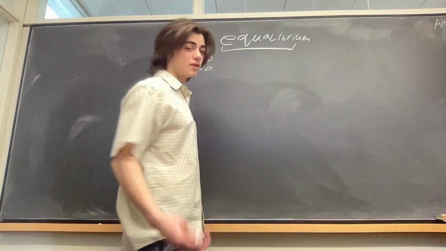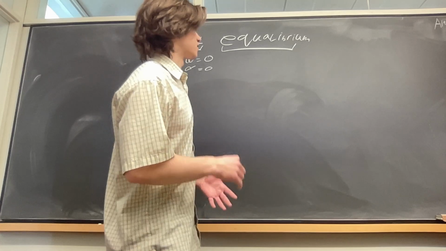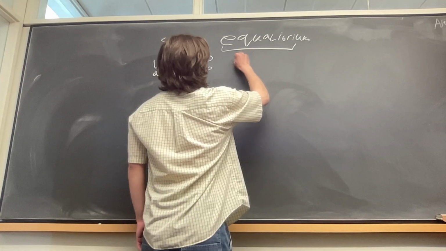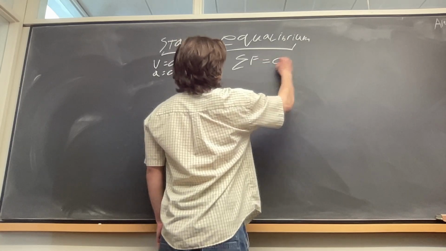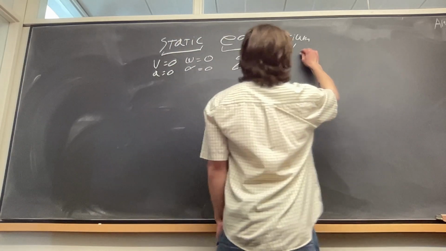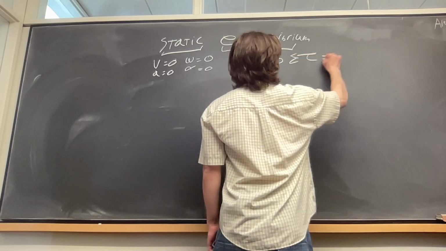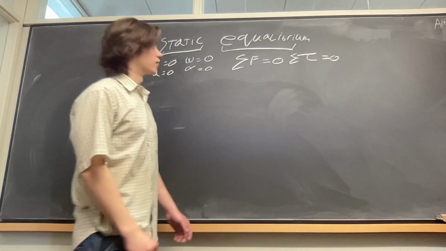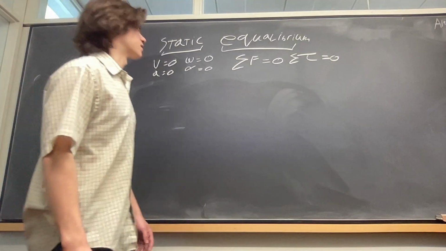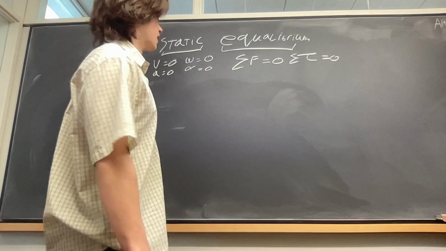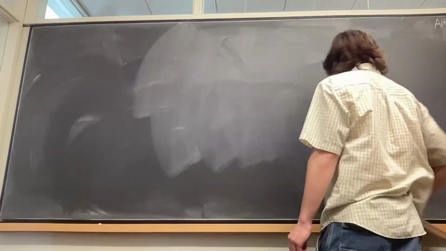Now, equilibrium, that means that everything is balanced for the system. So that's saying that the sum of our forces equals zero, and that the sum of our torques equals zero. So just the two words static equilibrium actually gives us a fair bit of information, and we can use that to problem solve.